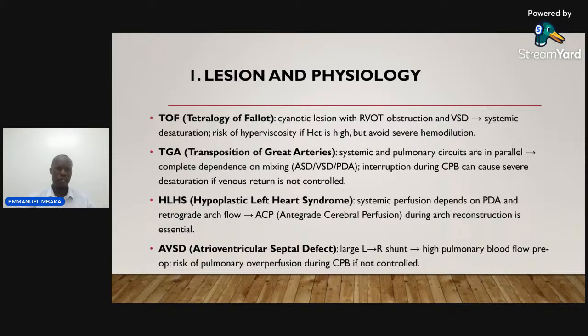And then atrioventricular septal defects, you understand there'll be a shunt, a left to right shunt, which leads to high pulmonary blood flow pre-op. So there's a risk of pulmonary overperfusion during CPB if not well controlled. Next slide.